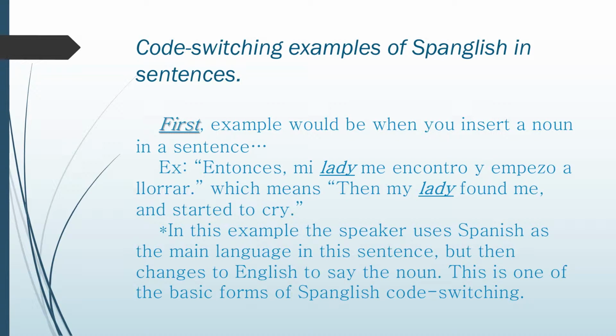Code switching examples of Spanglish in sentences. First example would be when you insert a noun in a sentence. The following sentence shows this type of example. Example: "Entonces mi lady me encontró y empezó a llorar," which means then my lady found me and started to cry. In this example, the speaker uses Spanish as the main language in the sentence, but then changes to English to say the noun. This is one of the basic forms of Spanglish code switching.